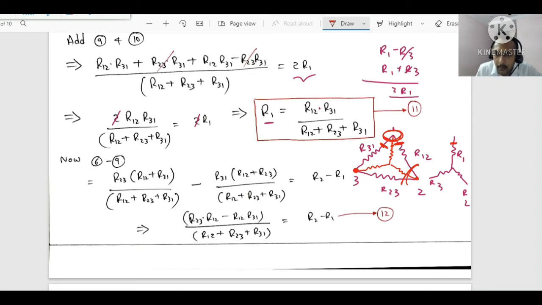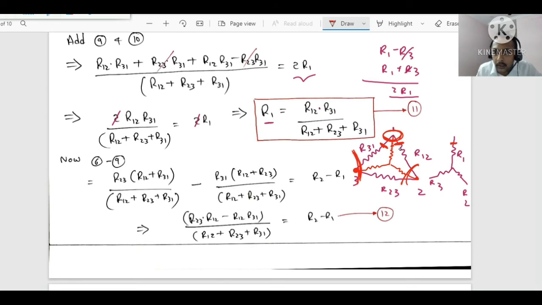So your R3 will be the product of R31 and R23 whole divided by, for all the cases the denominator will be the same, R12 plus R23 plus R31 only, but the only thing which changes is the numerator. Now how do you remember? What is the easy way to remember that numerator?